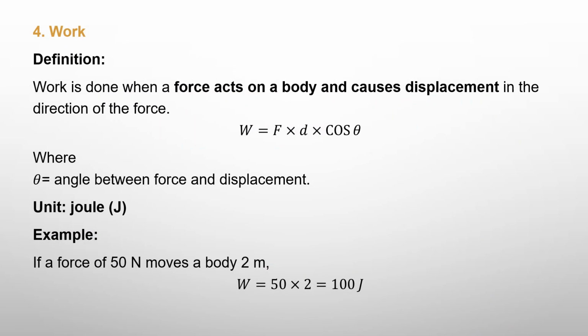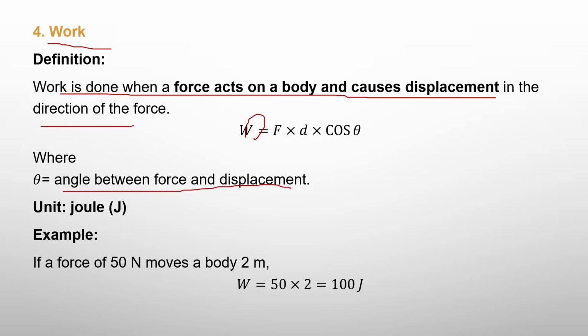The next one is work. Work is done when a force acts on a body and causes displacement in the direction of the force. The formula for work is F into d into cos theta, where theta is the angle between force and displacement. Again the unit is joule. If a force of 50 Newton moves a body 2 meter, then the work done is 50 into 2, that is 100 joule.